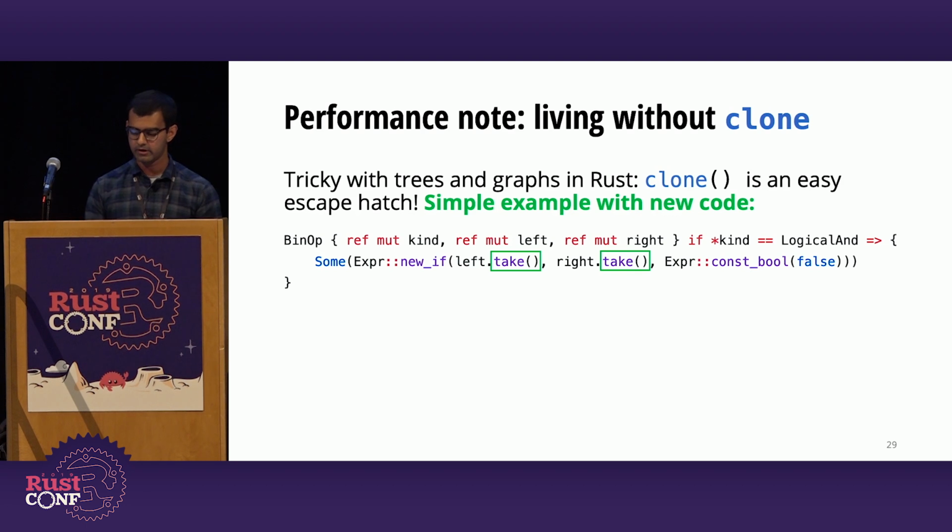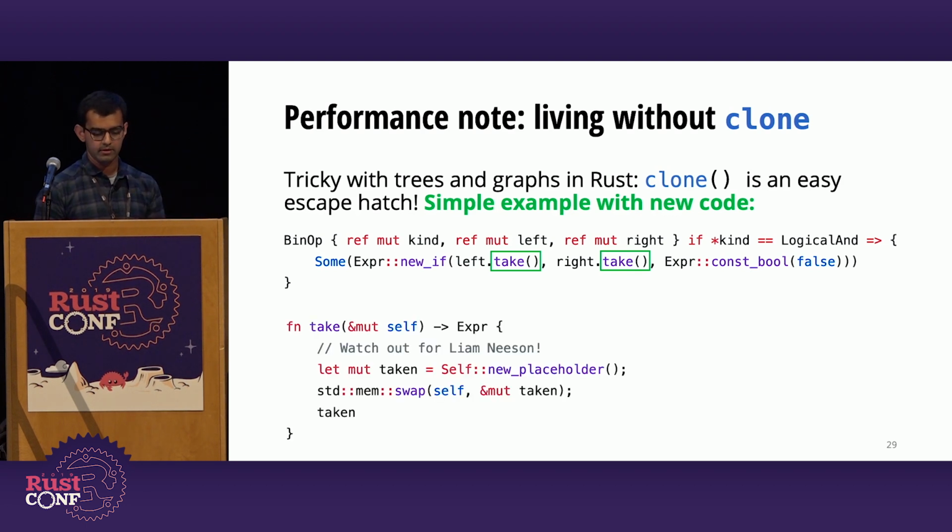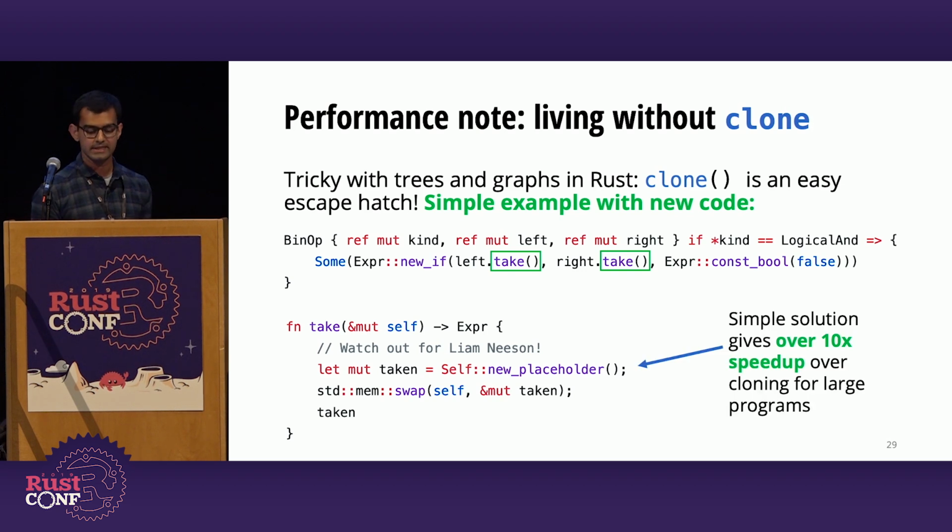We have this take call now. Basically, all it does is you create a placeholder expression, and then you use this mem swap to swap it out, and you return the old thing. So you can basically drop in take in most places where you use clone, and as long as you're replacing that old expression that you're substituting, this is basically like a pointer swap. And this obviously gives us some pretty substantial performance benefits.